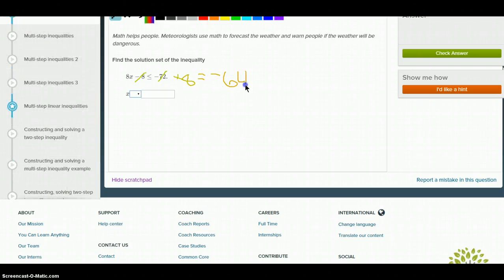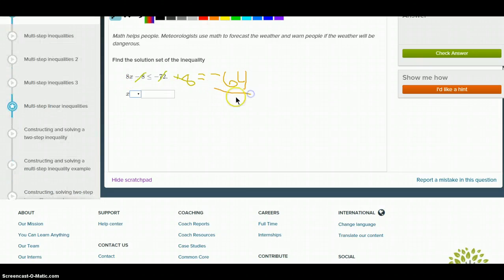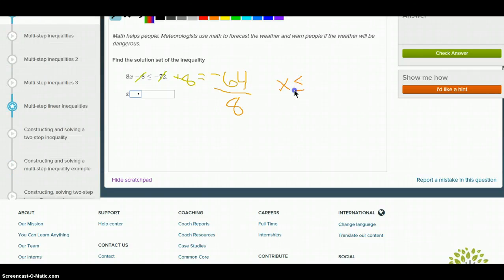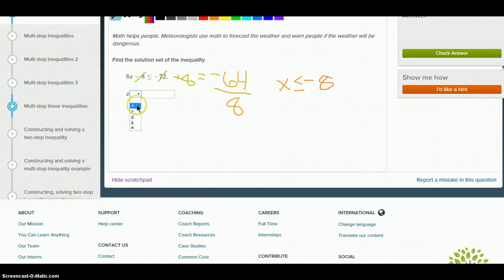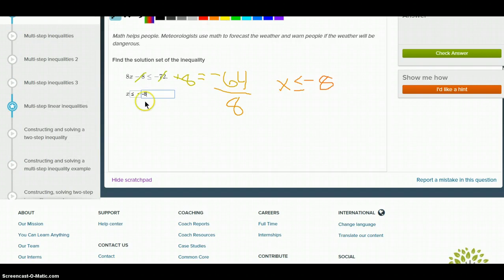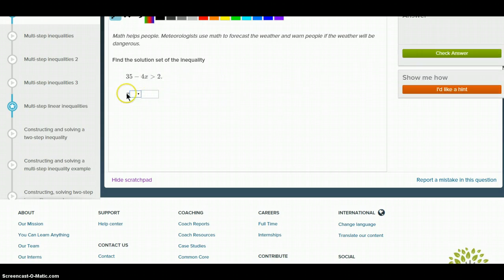Alright, and then we're going to divide by 8. And then we're going to be left with x is less than or equal to negative 8. Alright, find the solution to the inequality, same thing.